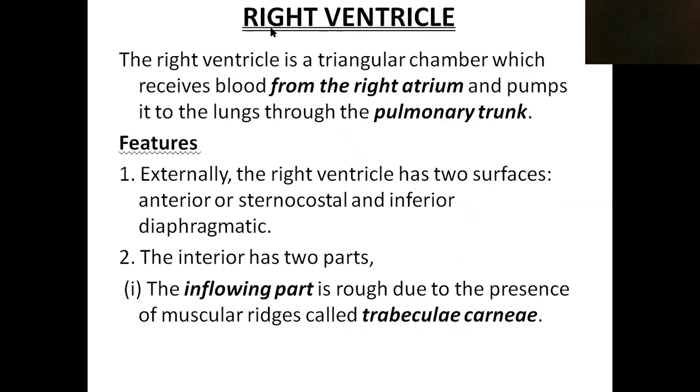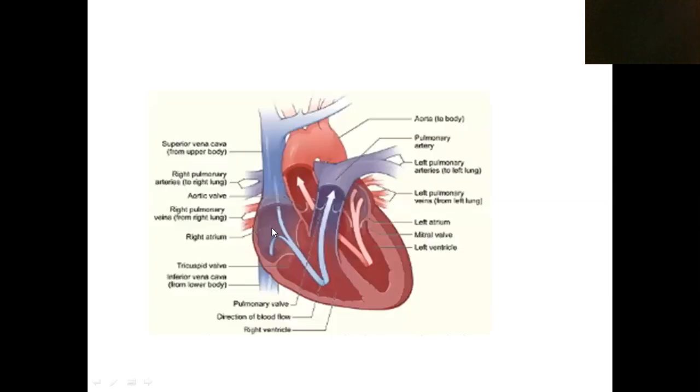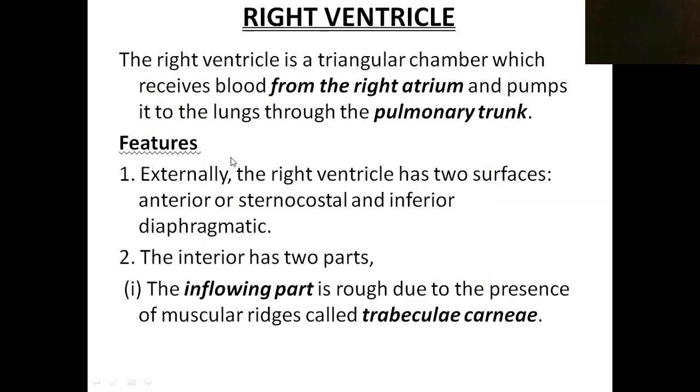Now we are going to discuss the right ventricle. Okay, first of all, see, it receives blood from the right atrium and it gives blood to the pulmonary trunk. See, this is the right atrium. This one is the right ventricle. So this right ventricle receives the blood from this right atrium and it gives the blood to the pulmonary trunk. See the direction of flow. Okay. Now we have to discuss the external features of this right ventricle.